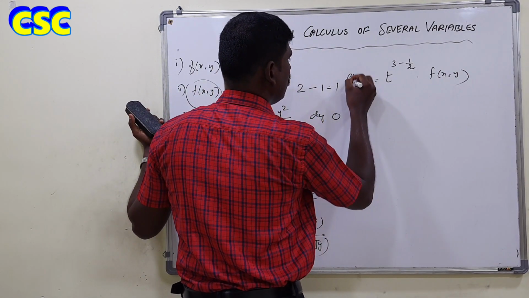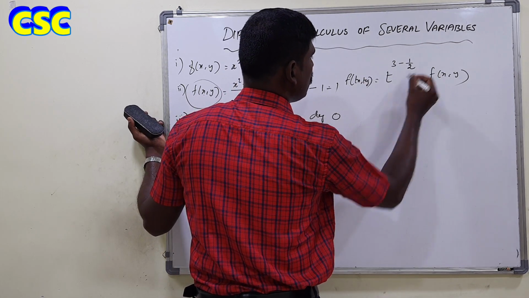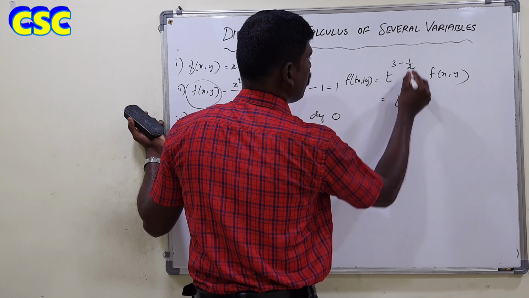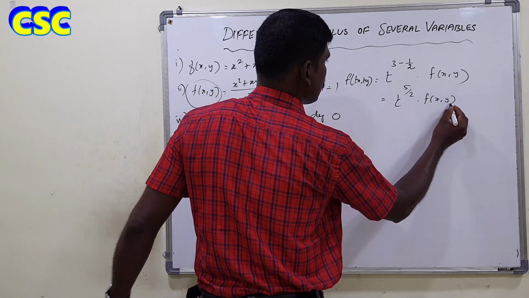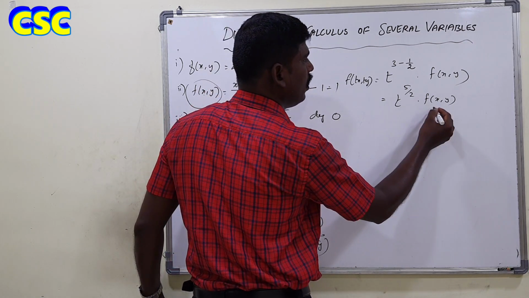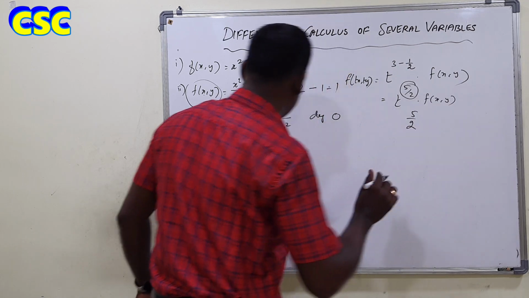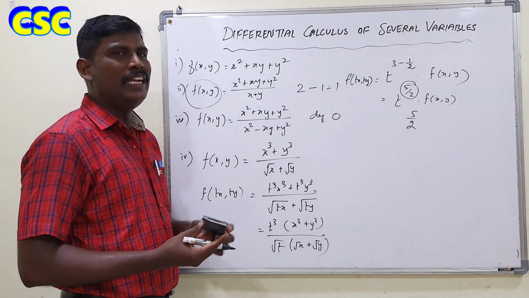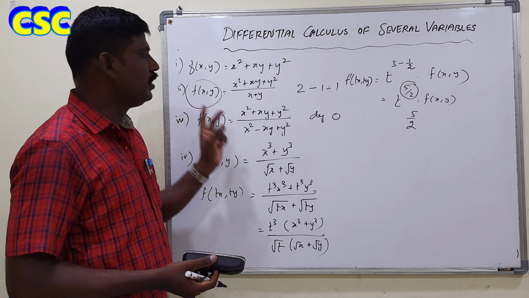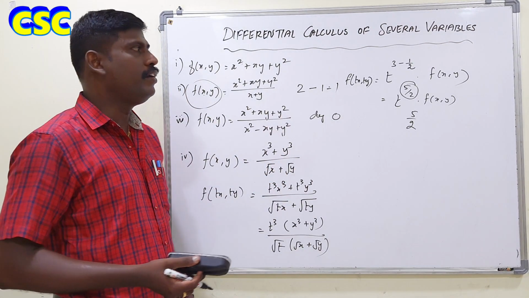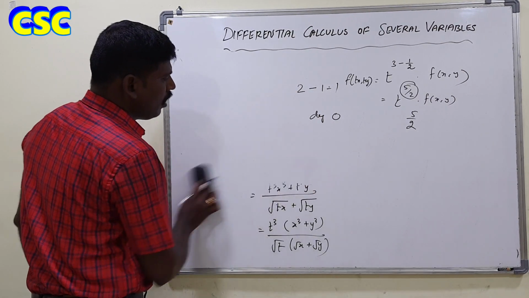So what will I get? f of tx comma ty is equal to this one. So what can you say about this one? t power 6 minus 1, that is 5 by 2, into f of x comma y. So f of x comma y is a homogeneous function of degree 5 by 2 in x and y. Okay, that's all. Similarly, we can find out the degree of the given homogeneous functions. We are going to apply these methods in finding the derivative of the given functions, and also we are using this concept in Euler's theorem.